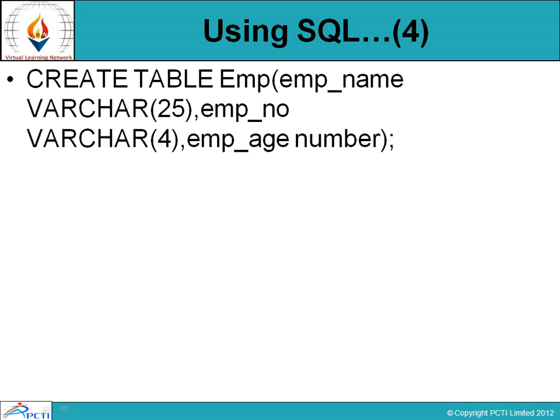Like this, we are creating one table. Create table, table name, and these are the fields. The first field is employee name having data type varchar. Varchar is variable character, meaning it can contain both characters and integer values. After that, the second field is employee number, again varchar, and employee age as a number. This is our create statement.